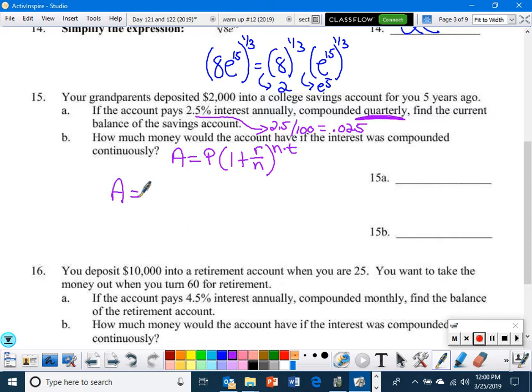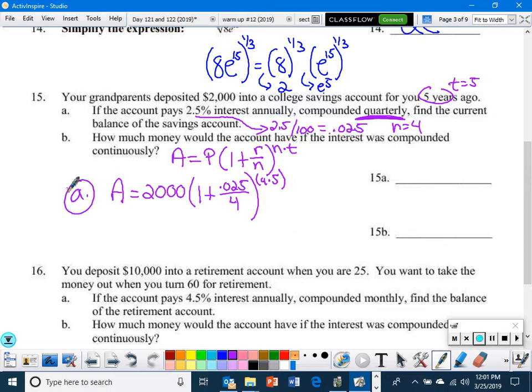So in this problem, that would be $2,000 times 1 plus 0.025, which is your rate, divided by n. Quarterly means 4 times a year. And then it was for 5 years. T is 5. So this will be 4 times 5. This is part A. Now you could replace this with a 20. Type that into your calculator. You should get $2,265.42. Okay, so that's part A.